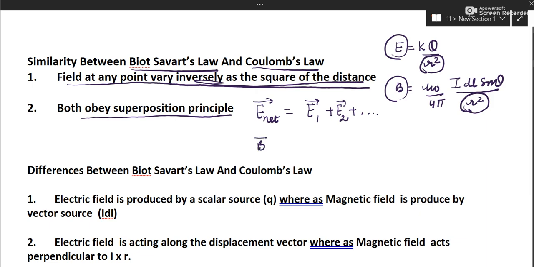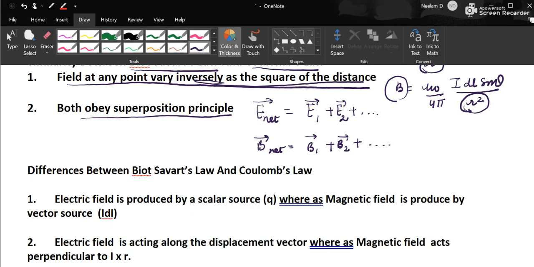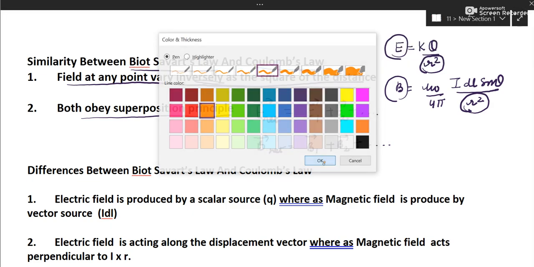Similarly, the net magnetic field is equal to the vector sum of all the magnetic fields due to whichever current elements are present in that scene. So both obey the superposition principle. So these are the similarities between both the laws.